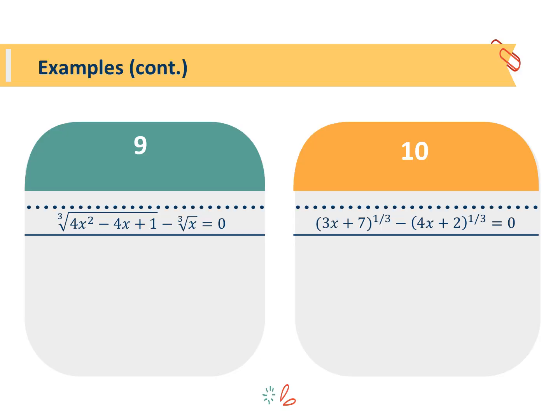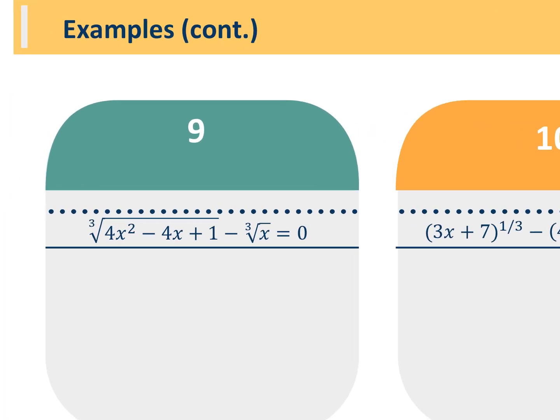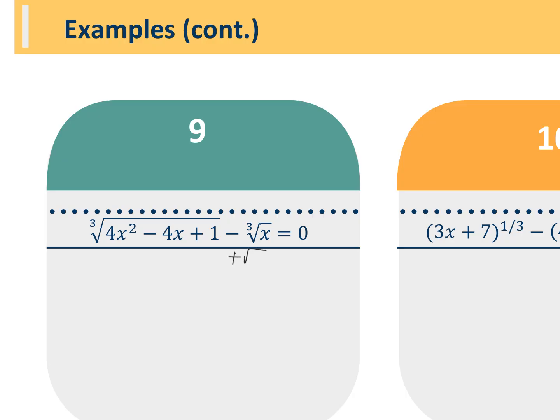So this very first one here on this page, it might look kind of crazy, but again, just get one of your radicals by itself. So I'm going to go ahead and move that cube root of x to both sides. And then that cancels it out over here, and then we get a cube root on one side, and then another cube root on the other side equals the cube root of x.